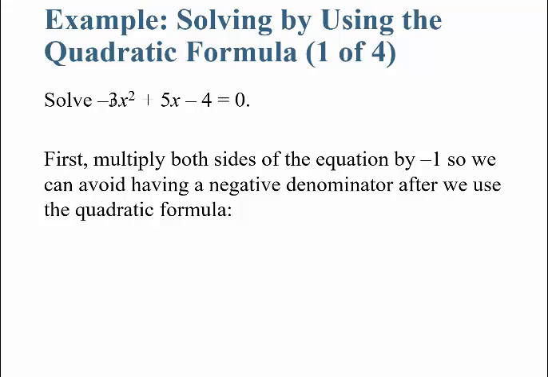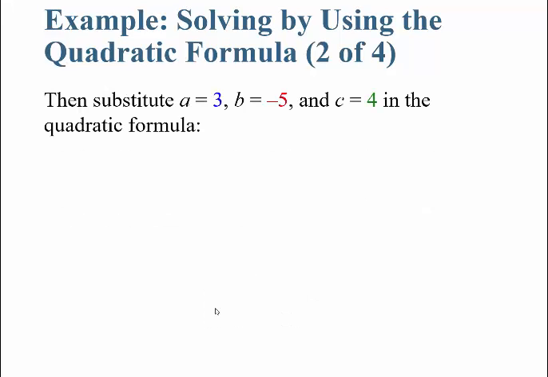Multiply both sides of the equation by -1, so we can avoid having a negative denominator. When you multiply everything by -1, it just flips the signs. Once you have it in this form, we're going to see that our A is 3, our B is -5, and C is -4. And you're just going to keep going with the quadratic formula.